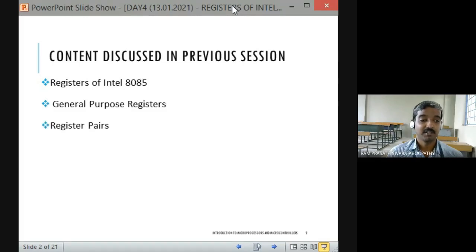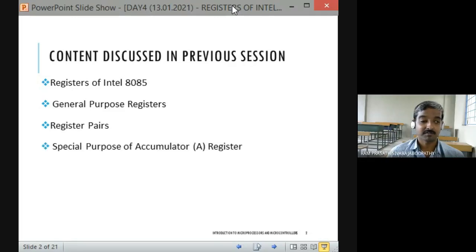Then we discussed register pairs. How many register pairs do we have in the 8085 microprocessor? Yes, 3 register pairs. What are the 3 register pairs? Very good. BC, DE, HL. How many bits of data can I store in a register pair? Yes, very good. 16-bit data we can store in the register pair.